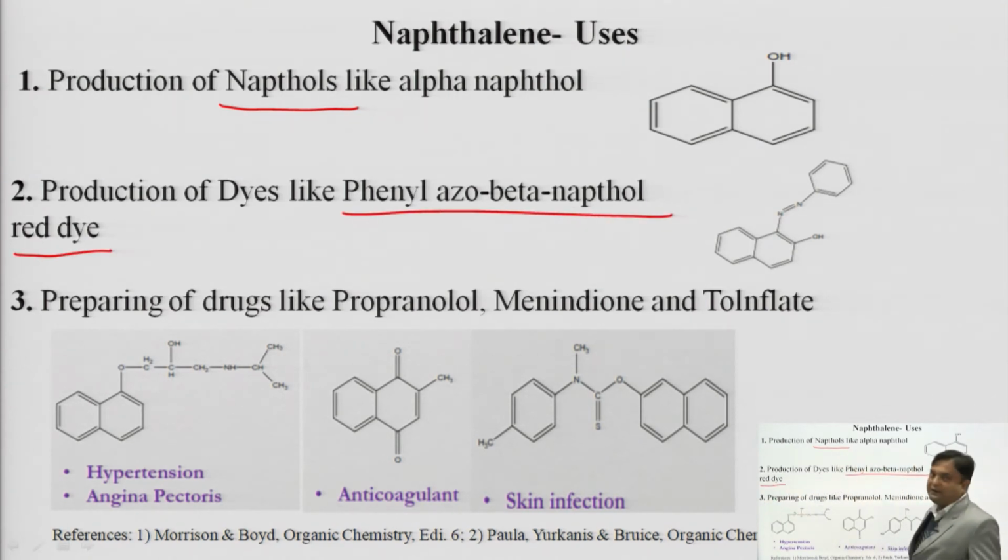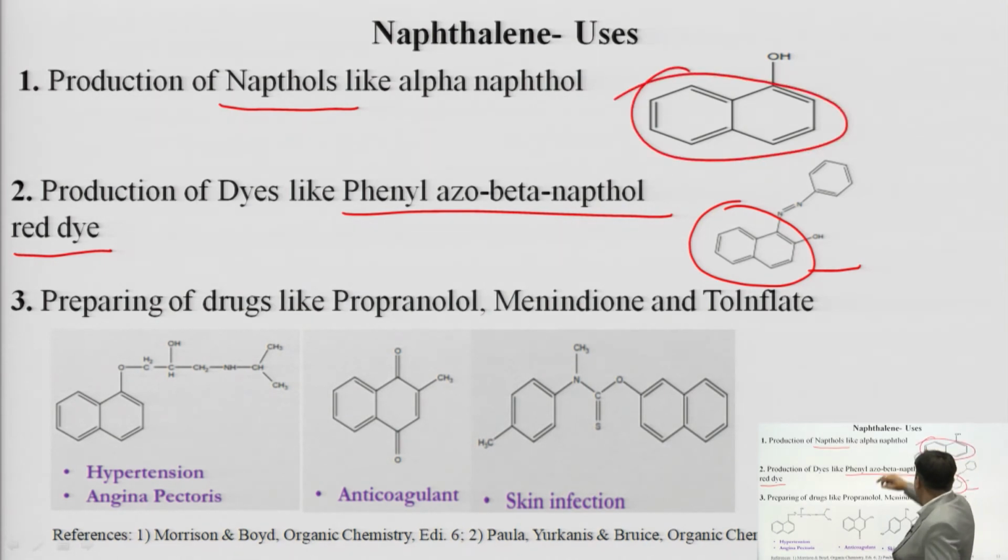Again, it is a very important reaction. It is also known as Sudan 1 dye. This is the structure, and as you can clearly see, there is a naphthalene moiety present in the structure of this phenyl azo beta naphthol dye. Naphthol also contains the naphthalene.